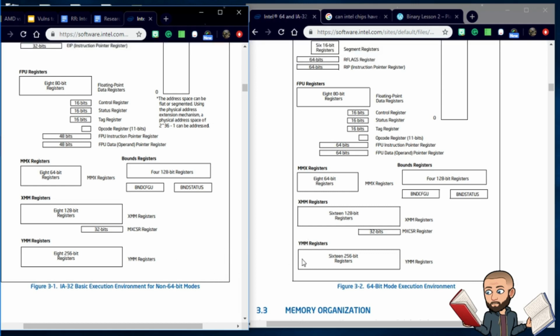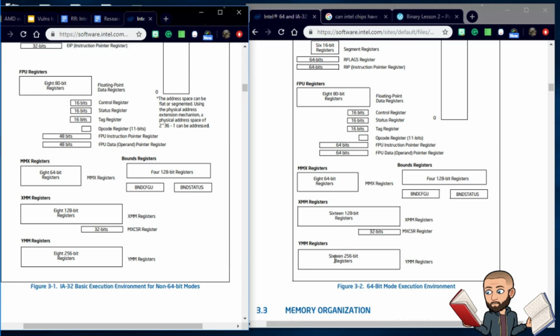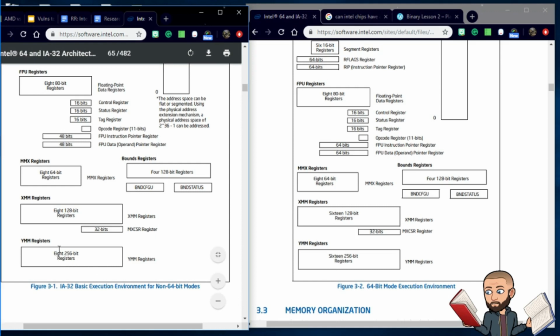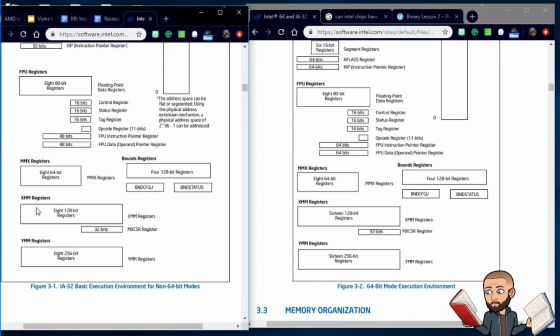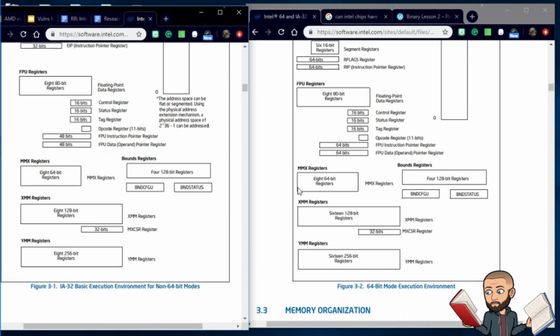However, the number of actual registers for a YMM register seems to vary. This 64-bit machine has 16 of them, while over here there are only 8. That's the same for the XMM. This says 8, this says 16. So in both cases, the number of, I'm just going to call these the funky registers, doubles, but MMX stays the same, 8 over here and 8 over there.